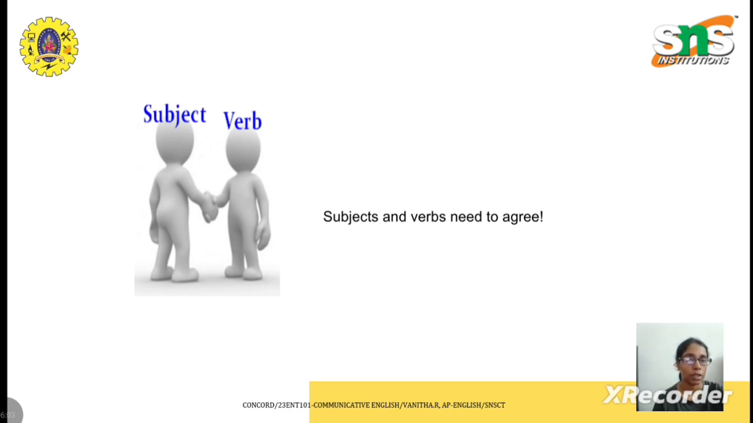Those basic rules, and this simple agreement that the subject and verb have, should be made very clear. So that will definitely help improve their grammar skill.